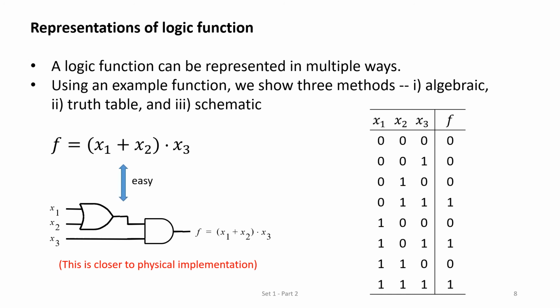Going from one form to another form is straightforward in majority of the cases considered in this slide. For example, going from algebraic to schematic form is easy. It is also easy to go from algebraic to truth table. But it's not so obvious how to go from truth table form to the algebraic form or from truth table to the schematic form. But we will learn how to go from truth table to other forms later in this course.